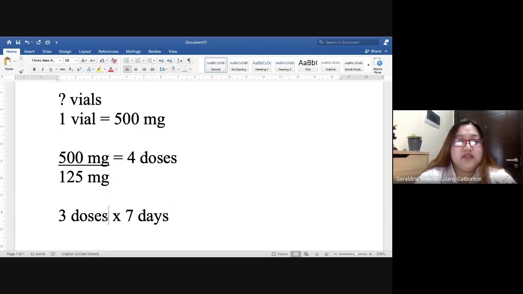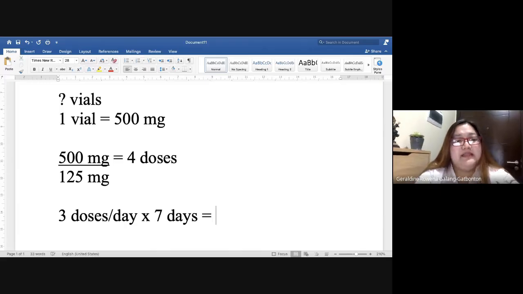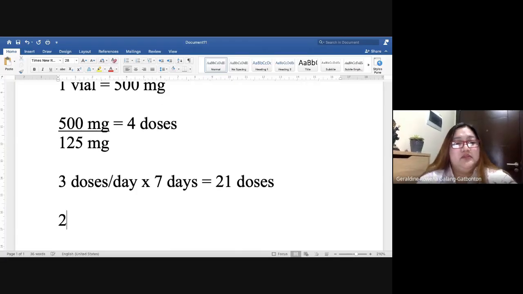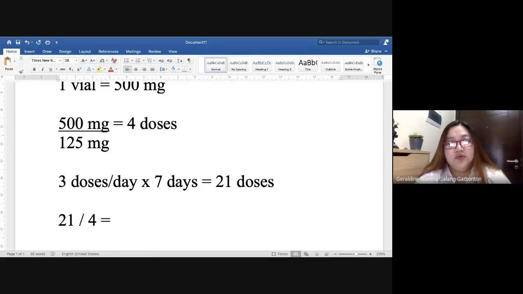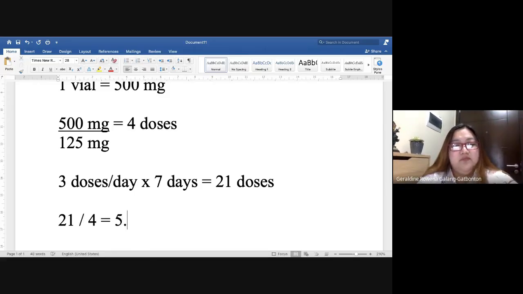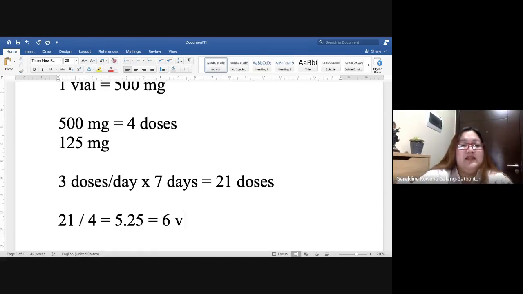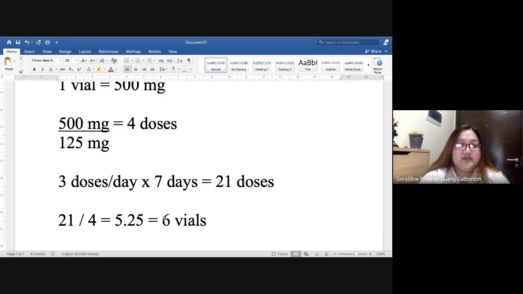Okay? 3 doses per day times 7 days. So, ilang doses lahat ang magagamit ng patient? 21 doses. So, simply 21 divided by 4. Okay? So, ang sagot, 5.25. But you cannot count a 5.25 vial. So, ilang vials ang kailangan ng patient mo? 6 vials.